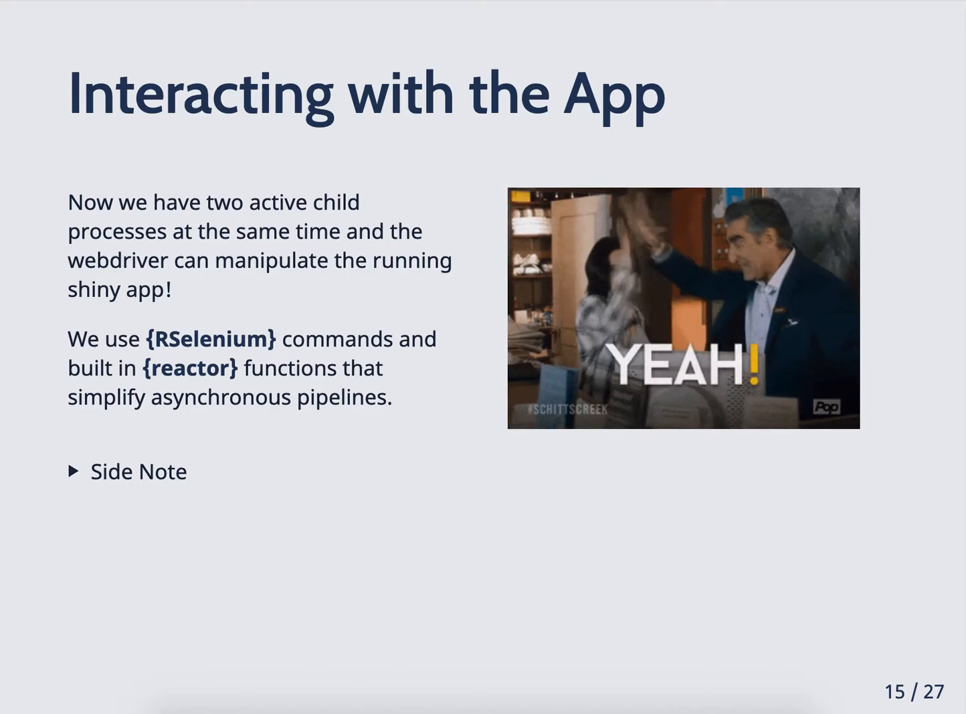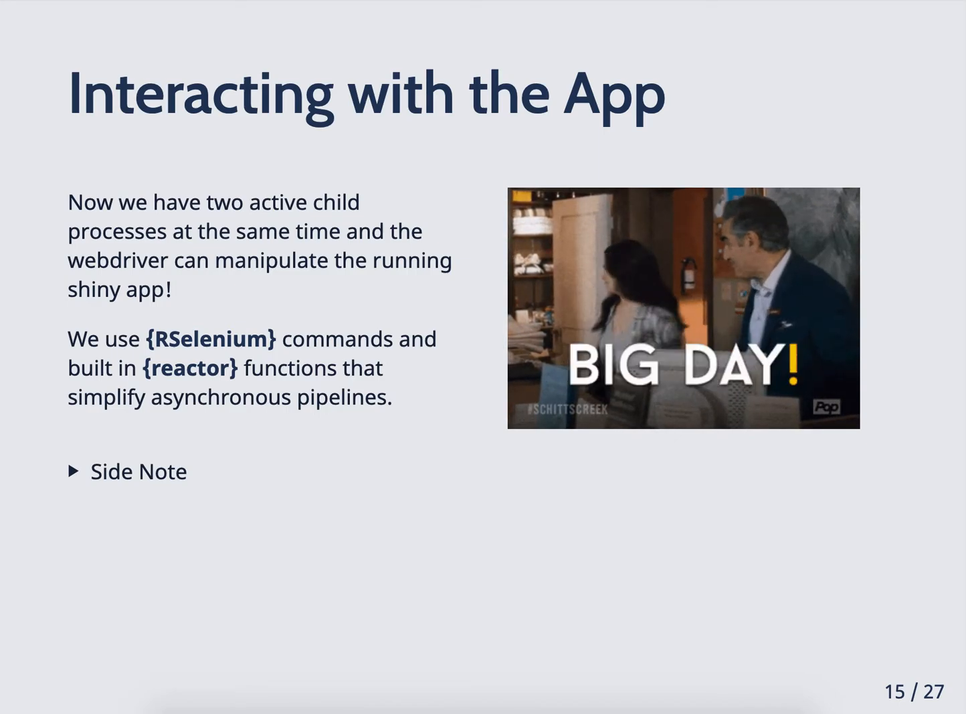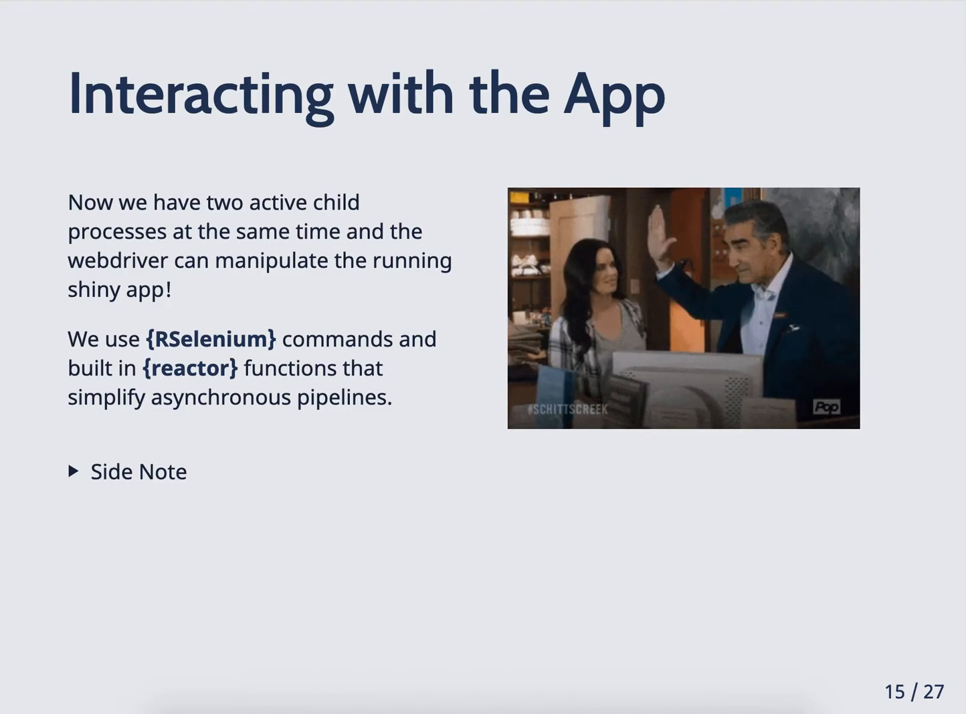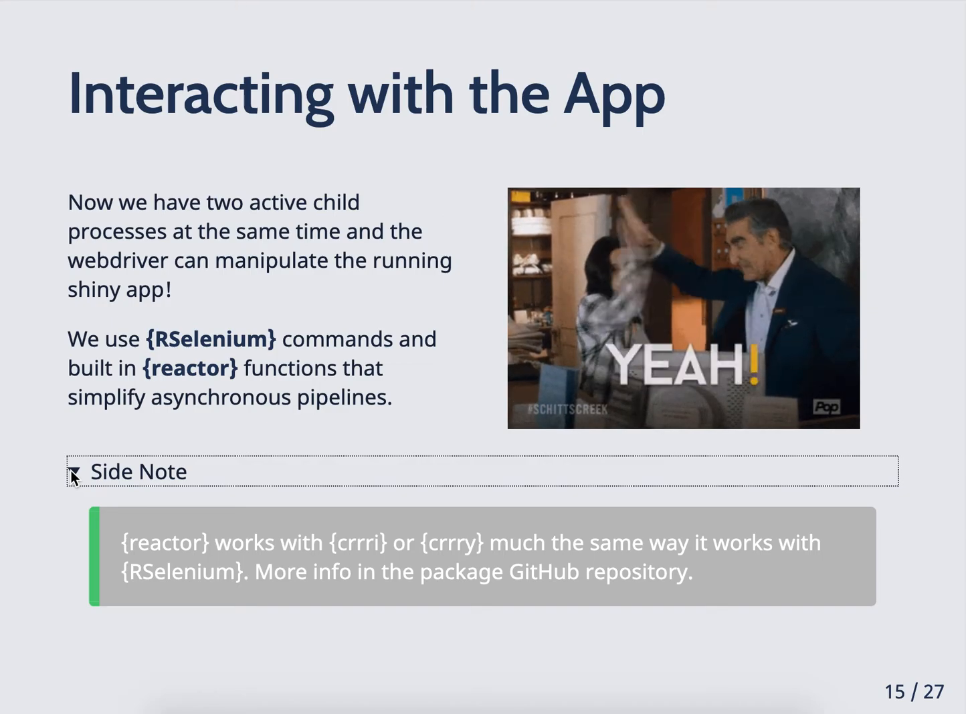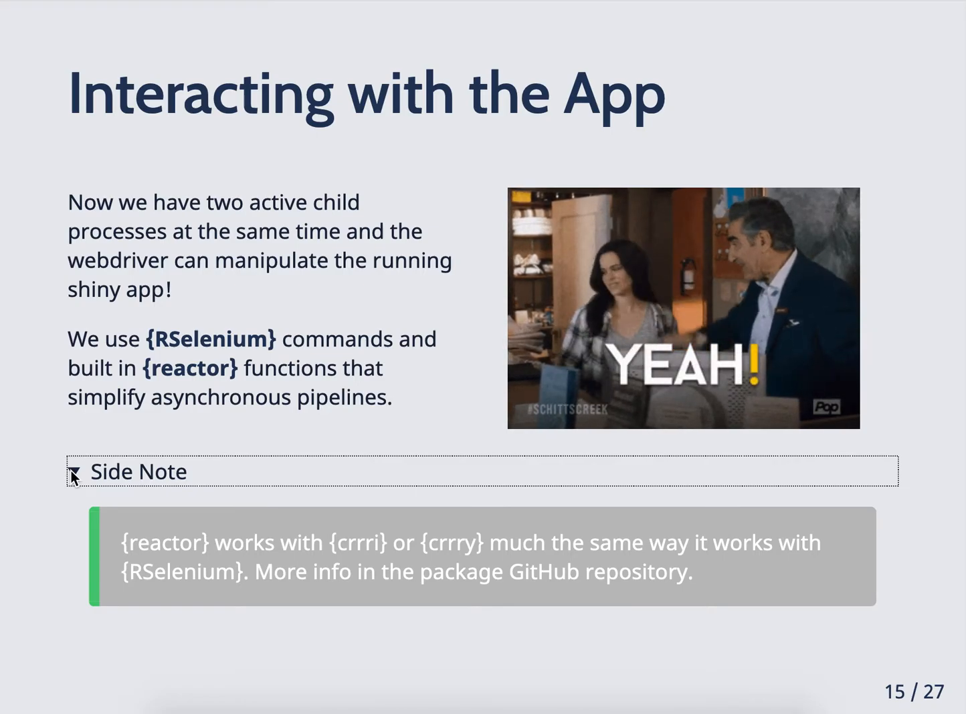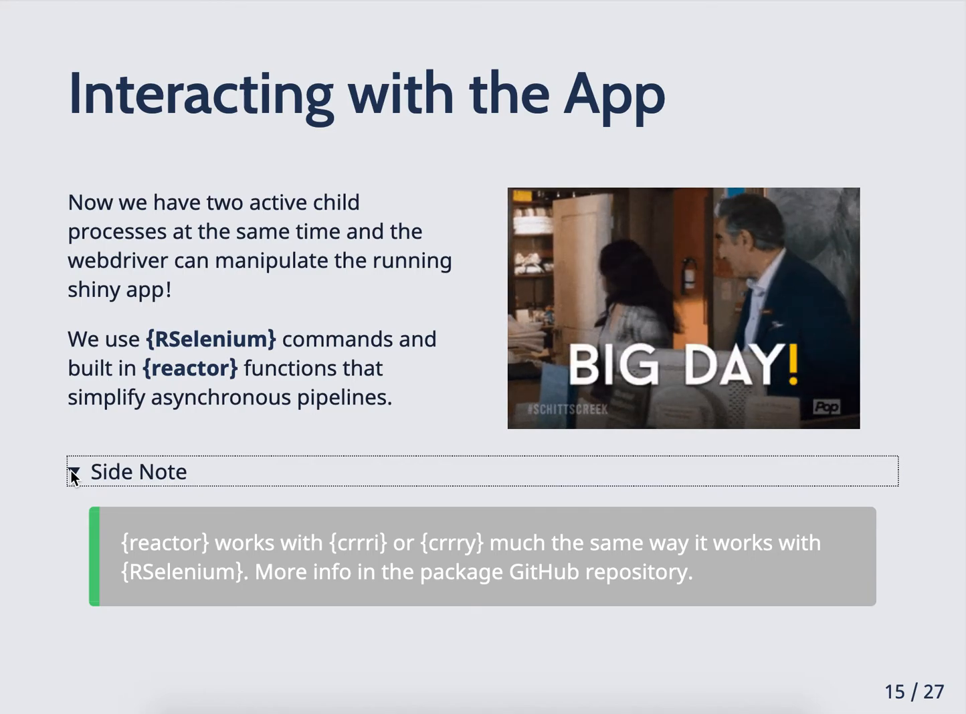So now we have two active child processes running at the same time. One is the WebDriver and one is the Shiny app, and they are communicating with each other. We use RSelenium commands and built-in Reactor functions that can simplify asynchronous pipelines. As a side note, Reactor works with crrry much the same way as it would RSelenium, where crrry is using Puppeteer instead of WebDrivers for Gecko or Chrome or Selenium itself, or Internet Explorer. More info can be found on the repository.